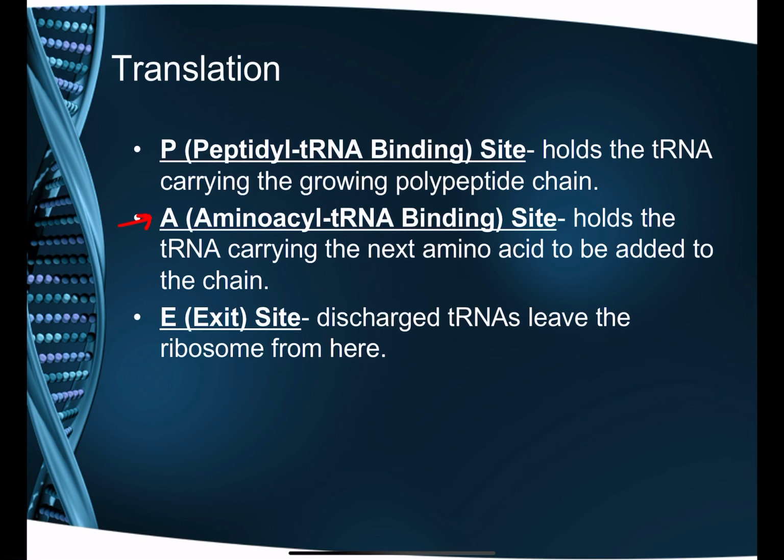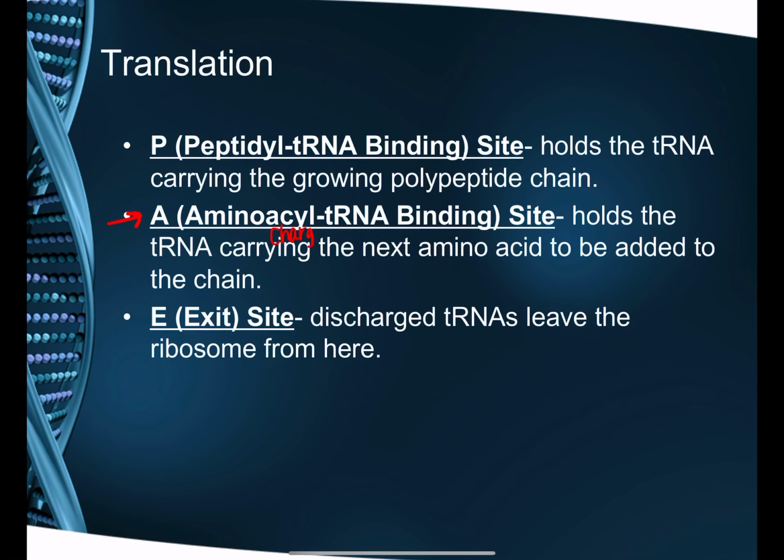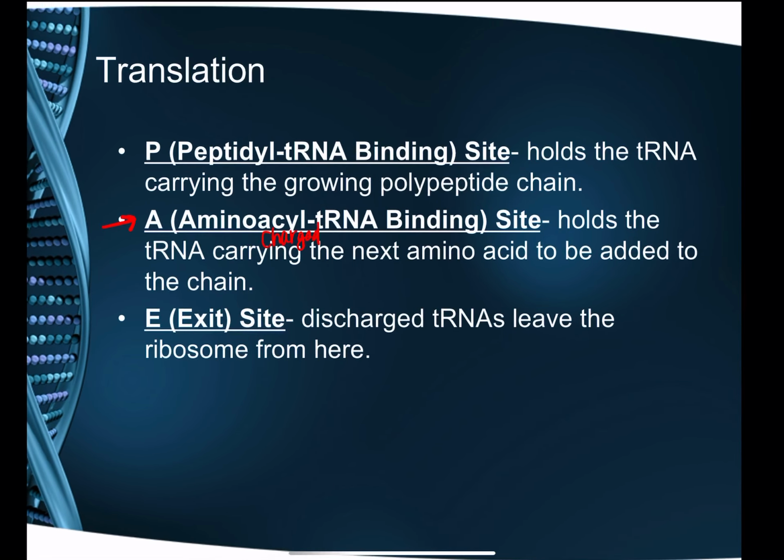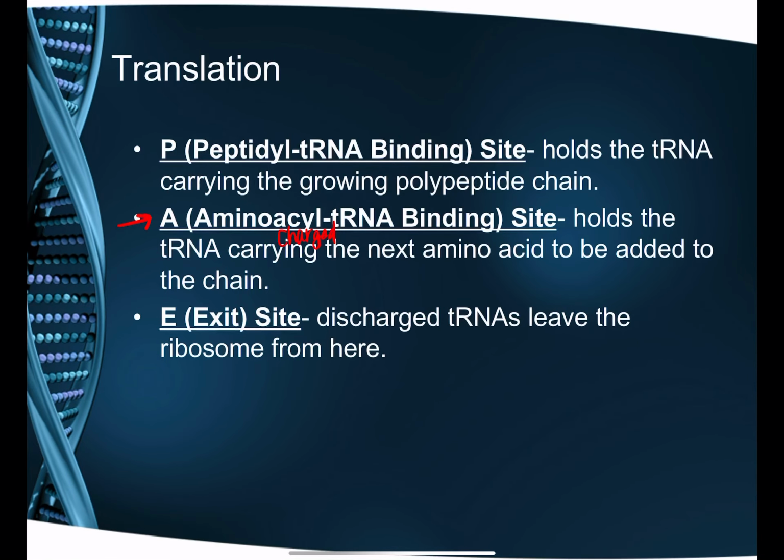Remember, an aminoacyl tRNA is a charged tRNA, so it's already got the amino acid on it. The P spot is the peptidyl binding site, so that's where you're going to have the growing polypeptide chain. And then the E site is the last one, the exit site. So it's going to read E, P, and A. They're going to come in this way, and they're going to leave that way. They're going to come in the amino acid spot and then leave in the exit spot.